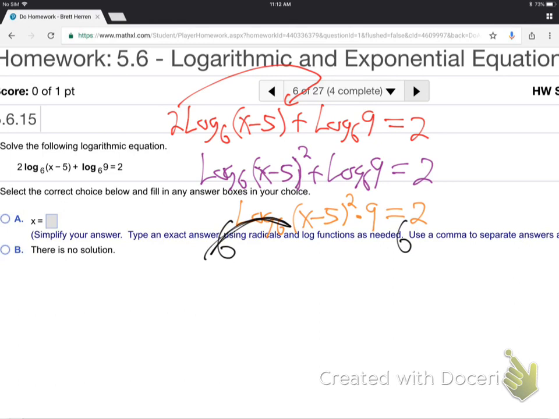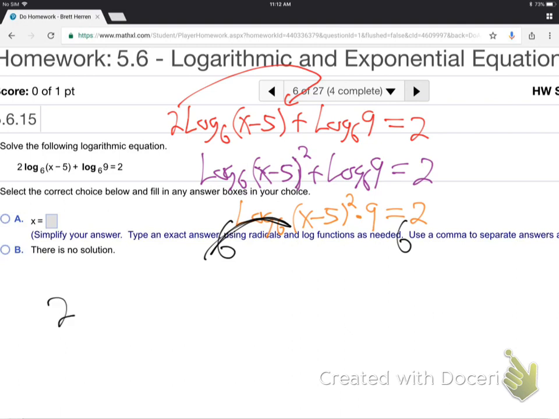Is that good? I have a question. I don't know, maybe I just did it wrong, but I skipped a step and did the 6 to get rid of the logs before making the x minus 5 squared times 9. Can you do that, or is that not going to work? You did the 6 right away? Yeah, and made it 6 to the second over there. That's what you're supposed to do, right? It's 6 squared over there, right?